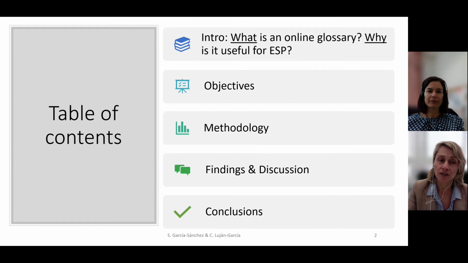As you can see on the table of contents, we're going to start responding to two key questions. One, what is an online glossary? And two, why is it useful for ESP learners? Therefore, we will continue dealing with the objectives, the methodology, the findings, and the discussion together with the conclusions of this study.